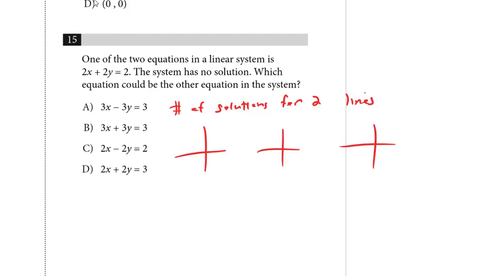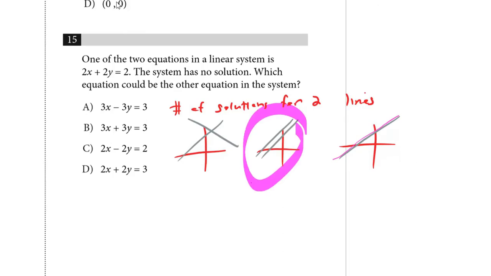2 lines can hit once if they have different slopes, never if they have the same slope, or all the time if they have the same slope and the same y-intercept. And that's something you should know by heart. Here, we're being asked about something having no solution, and like I said, that's where the slopes are the same, the slopes are equal.